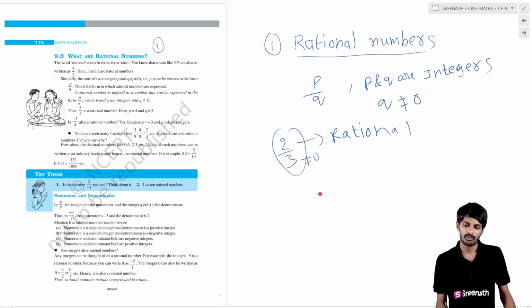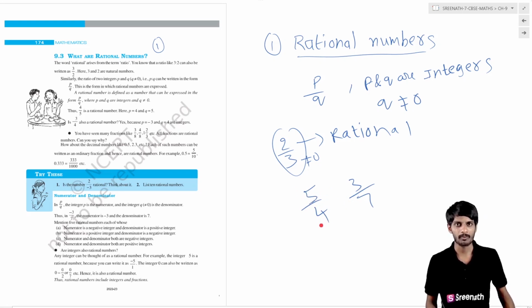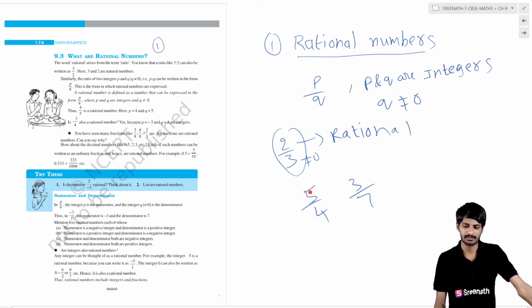Can you guess another rational number? Yes, easily, 5 by 4 or 3 by 7. All these fractions are rational numbers. Why? These are in the form of p by q, the numerator p and the denominator q are integers, and the denominator q is not equal to 0.